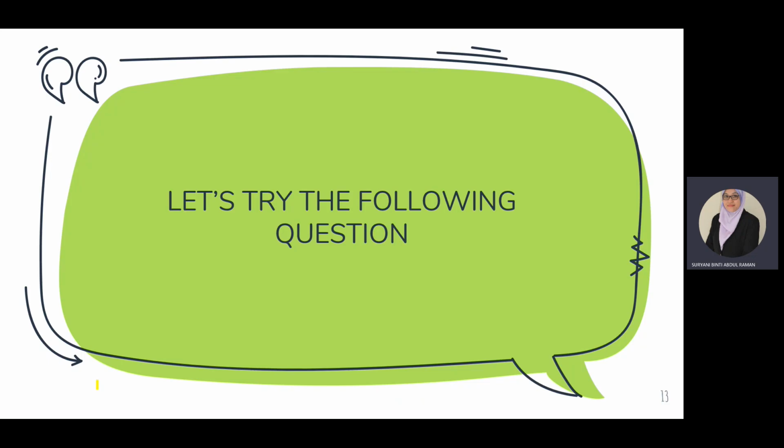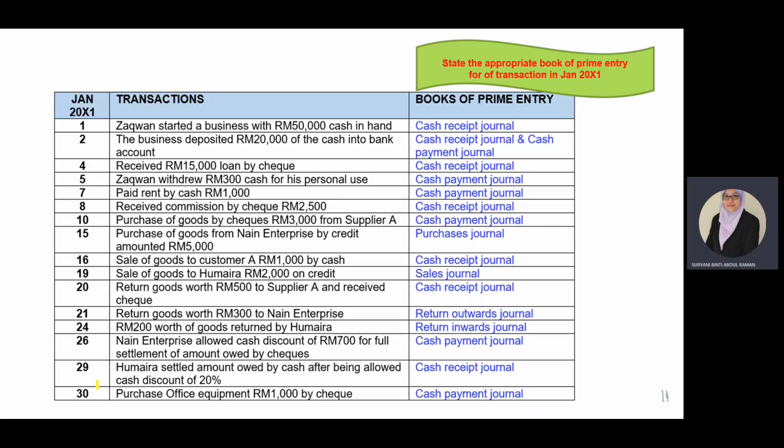Now, let us try the following question to test whether we understand the function of the books of prime entry. Okay, this is the list of business transactions for Zakwan Enterprise. What we are going to do now is, for each of the transactions, we need to state the appropriate book of prime entry. As we learned, there are 2 main books of prime entry.